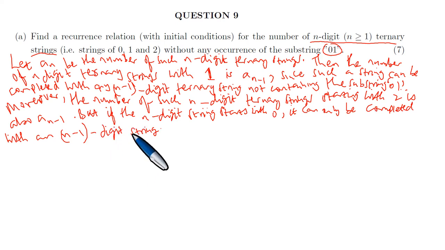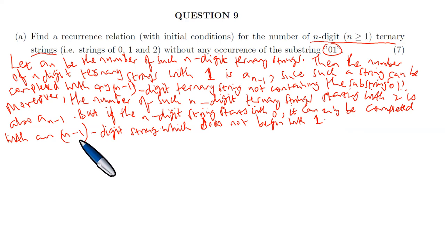Okay, but we state therefore that, normally, there's a question like this that comes in this exam. Which does not begin with one? Obviously, we are looking at a string that starts with zero. So surely it can be completed with an n minus one digit string which does not begin with one. Why must the string not begin with one? Because then you're going to have 0, 1, but you don't want the 0, 1. So if you start with zero, then the n minus one digit string cannot begin with one, because you're going to have 0, 1. So we avoid that.